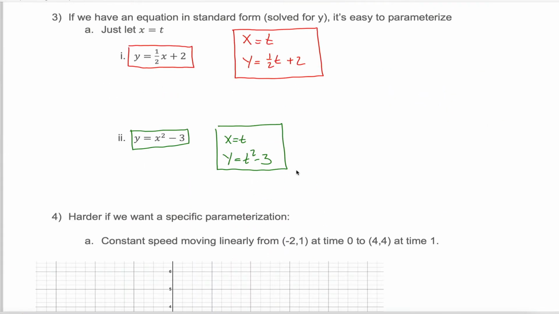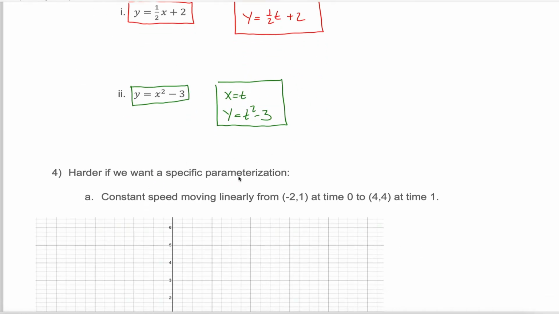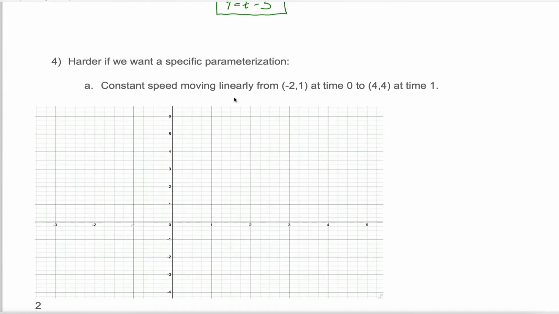It's easy to parameterize a curve if you don't care what the parameterization is, if you just want any parameterization. It's a lot harder if we want a specific parameterization. So consider, for example, we want to parameterize something that moves linearly at a constant speed from (-2, 1), so from this point right here at time 0, to the point (4, 4), this point right here at time 1.